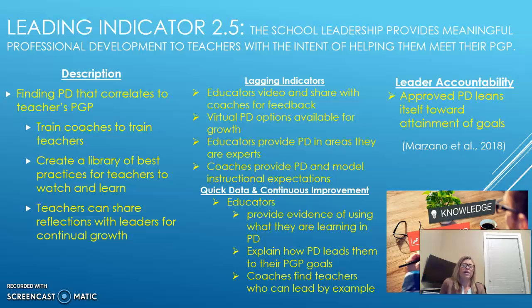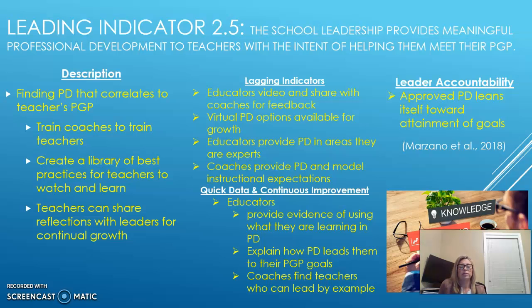Leading indicator 2.5. The school leadership provides meaningful professional development to teachers with the intent of helping them meet their professional growth plan. A description includes finding professional development that correlates to a teacher's PGP, training coaches to train the teachers, and creating a library of best practices for teachers to watch and learn from. Teachers can also share their reflections with leaders for continual growth. Lagging indicators may be handled through educator videos that are shared with coaches for feedback, virtual professional development options available for growth, educators providing PD in areas that they are personally experts for others, and coaches providing PD and modeling instructional expectations.